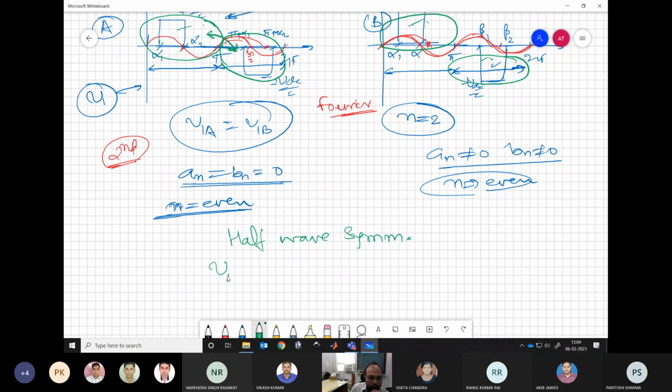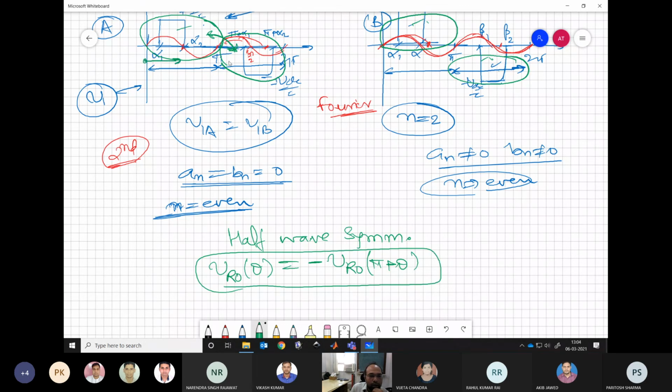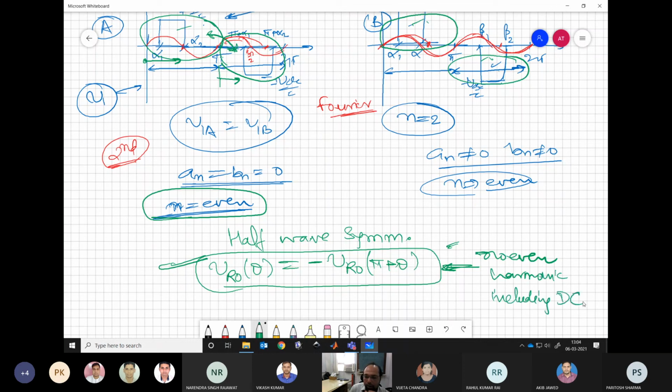So basically what we are doing for VRO(θ), this is always true. If we move θ from 0 on one side and θ from π on the other side, we will have the inverted values for VRO. So this we must maintain to eliminate all the even harmonics. This will ensure no even harmonic, including DC.